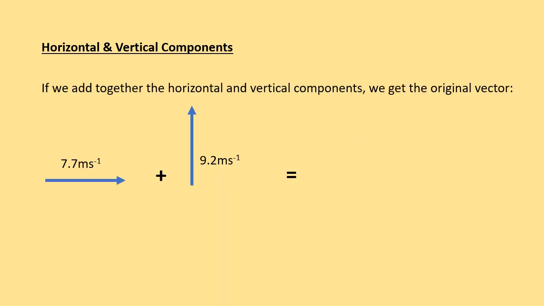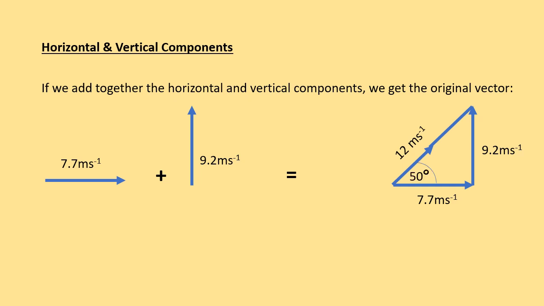To summarise then, if we add together the horizontal and vertical components, we would get back to the original vector. So if we take 7.7 metres per second from the previous example, and we add on 9.2 metres per second, the vertical component from the previous example, we would add one vector to the other, and we get this resultant vector here. That resultant vector, if you use Pythagoras, comes out as 12, as we would expect, and the angle is 50 degrees from the previous question. So you can see that the horizontal and vertical components do indeed combine to give you that original vector.